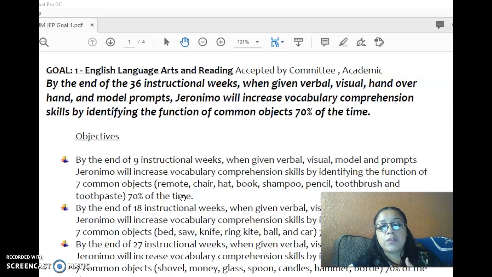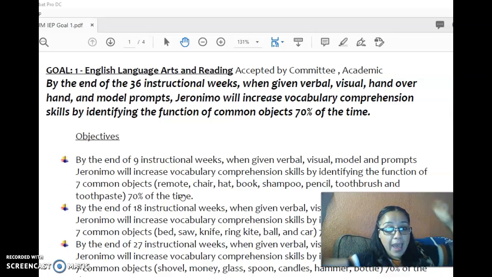So let's review, Geronimo. What is a remote used for? Is it for a TV? Or is it for to sleep? Great job. It is for TV, to change the channel. What about a chair? What do you use the chair for? Do you use it to sit or do you use it to lay down? Great job. You use it to sit.